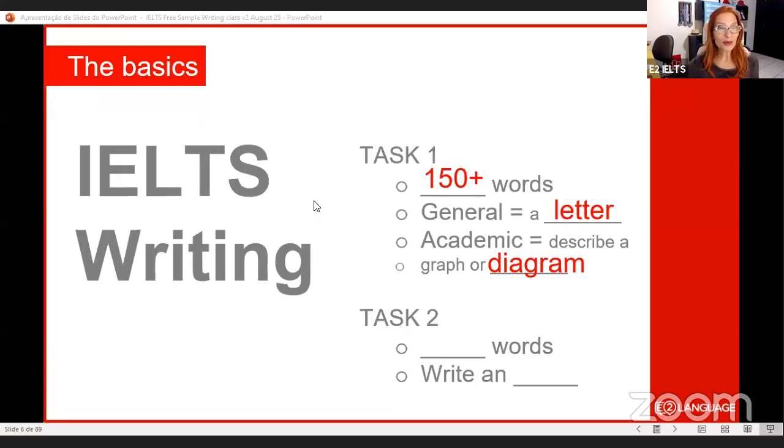Task 2. How many words do we have in task 2? That's it, 250. Now, if you're aiming for a 7 plus, trust me, you will have to go above 300 words in order to bring in all those details and extended information that is required. And you're going to write an essay.